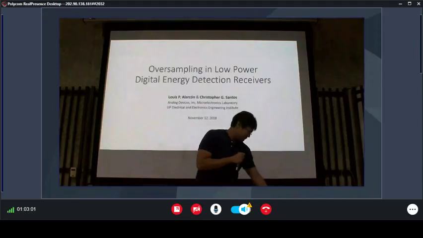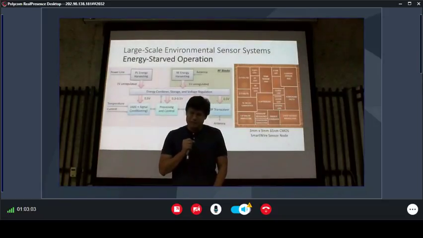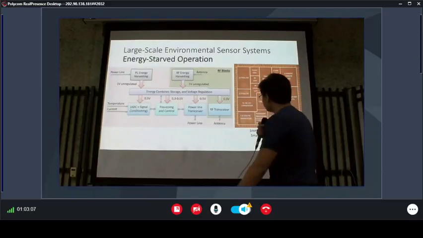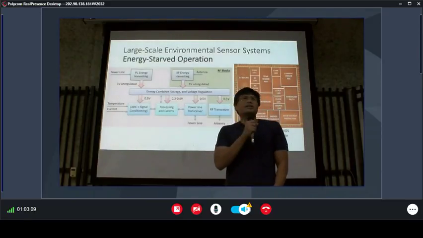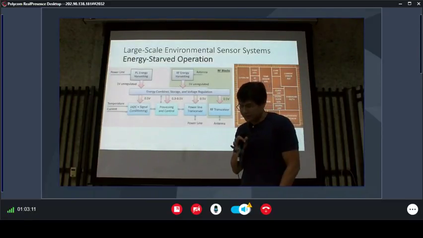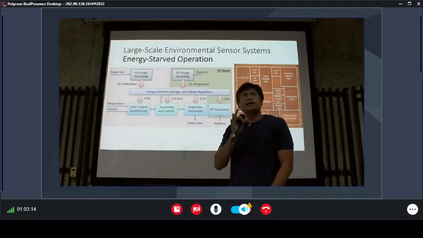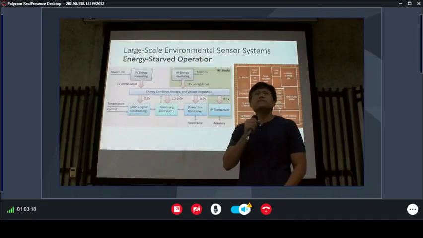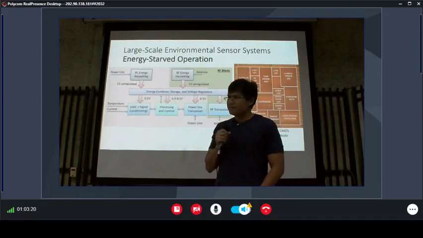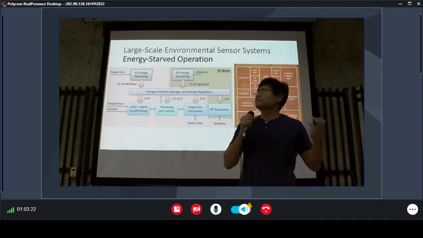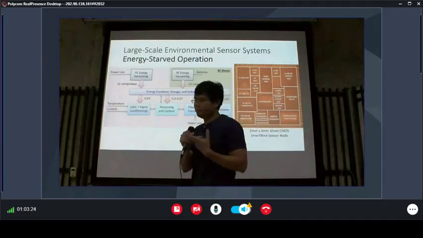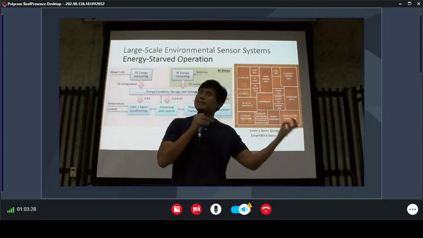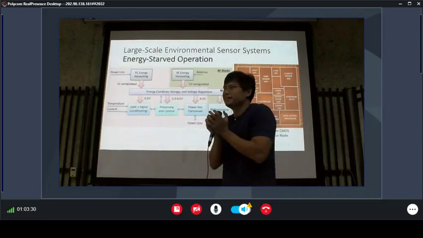Just to put this in context, what we're working on is this whole area of energy-starved systems. What happens if you do have very little energy? Obviously, because you're harvesting from the environment, you have to save up on this energy. But the other interesting question is, what happens if you do get energy? What do you do with that?